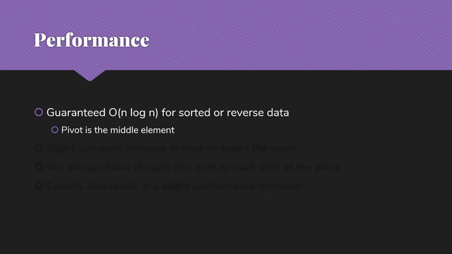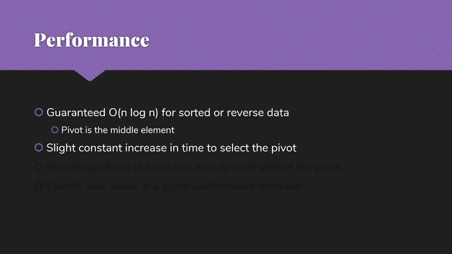So how does this perform? We are guaranteed n log n using the median of 3 process for sorted or reverse data because the pivot is going to be the middle element. We will have a slight constant increase in time to select the pivot. So clearly, it's a little bit more expensive to sort the 3 elements and swap the pivot into place than it is to simply say, okay, this last element is the pivot, or this first element is the pivot.